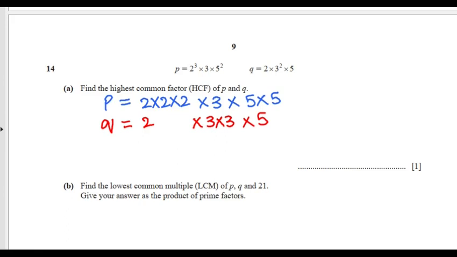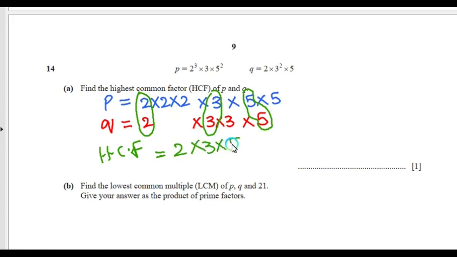Now making groups of common numbers: 2, this is 3, and the last one is 5. So the HCF will be the product of common terms. So the common factors are 2, 3 and 5. This is 2, 3 and 5. So 2 times 3 is 6, and 6 times 5 is 30. So this is the highest common factor.